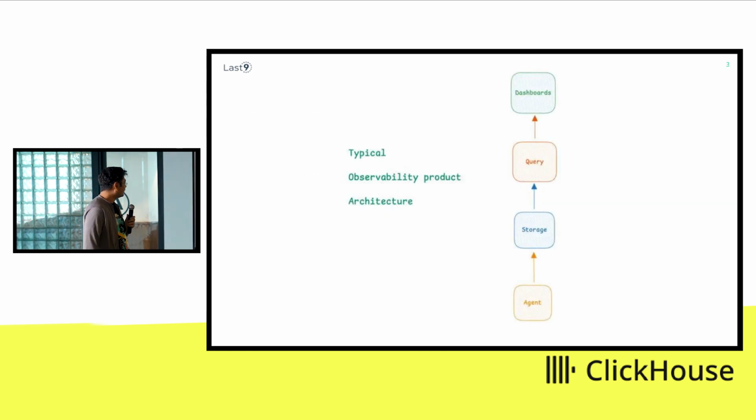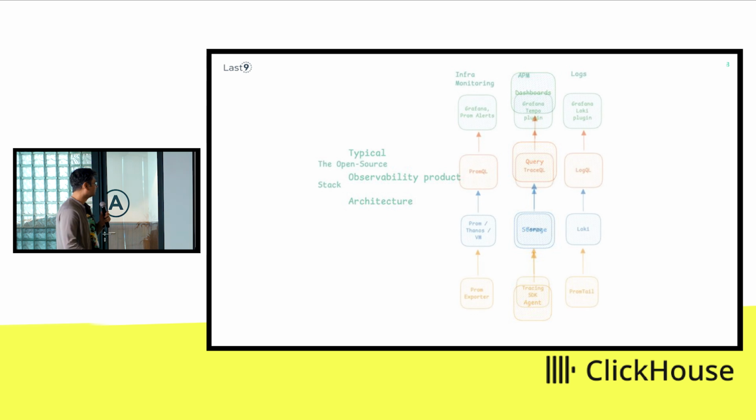So let's look at a typical observability product that's out there. What happens is you have your agent which is sitting on your machines, or there's an SDK in your code, shipping the telemetry data, either logs, metrics, traces, whatever. Then it goes to the storage of whatever product you're using. On top of that, you have a query layer where you can query the data. And then you have a dashboard layer, which is essentially the UI layer of that particular product. This is a very common architecture of any observability product out there.